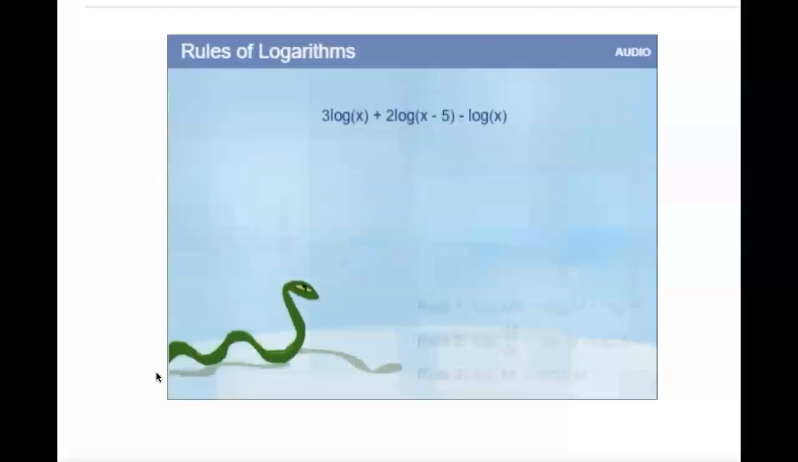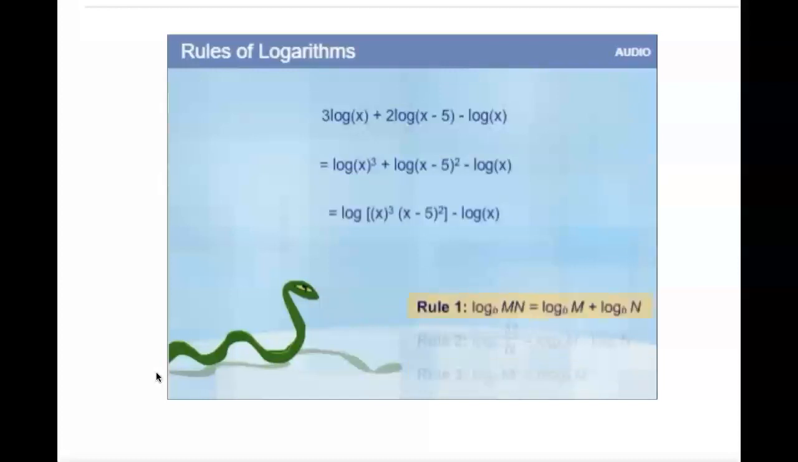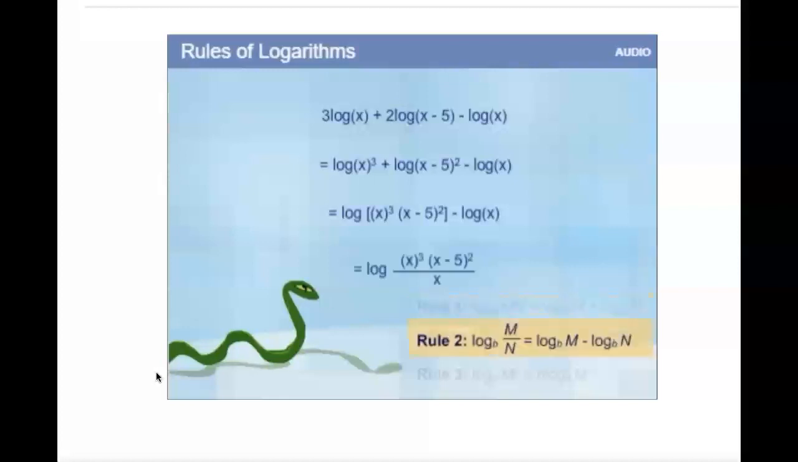In the second example, you will combine several logarithmic expressions into a single logarithm. In the first step, you use Rule 3 to go backward and turn coefficients into exponents. Next, use Rule 1 to combine the first two terms. Finally, apply Rule 2 to produce the quotient as your final answer.